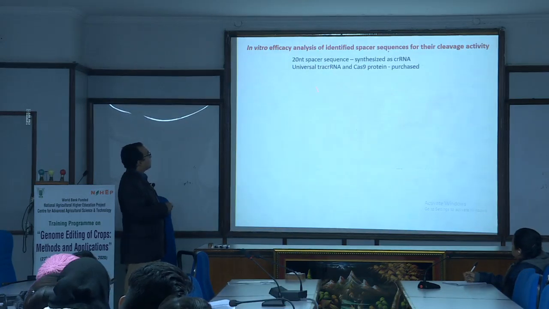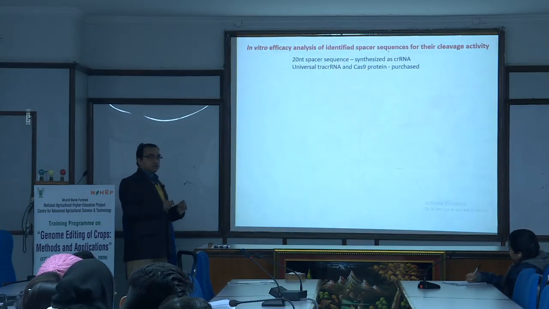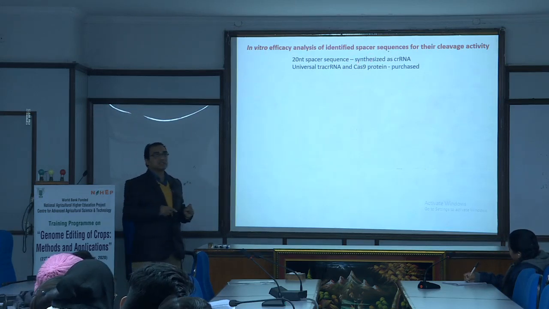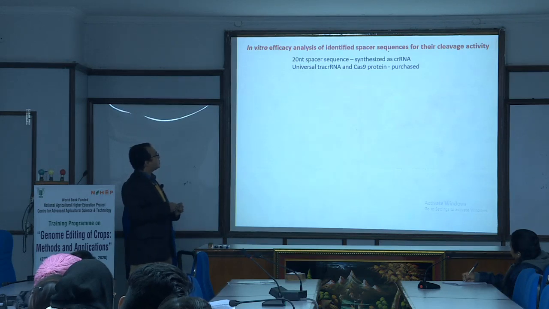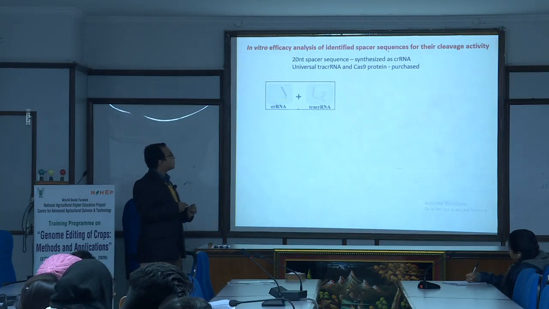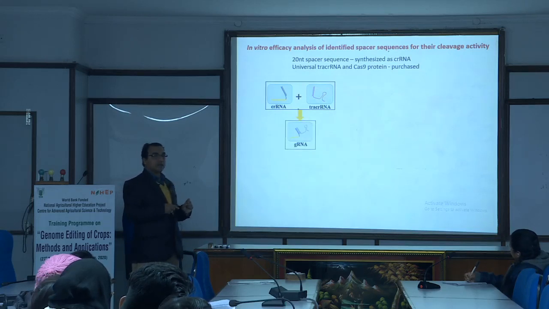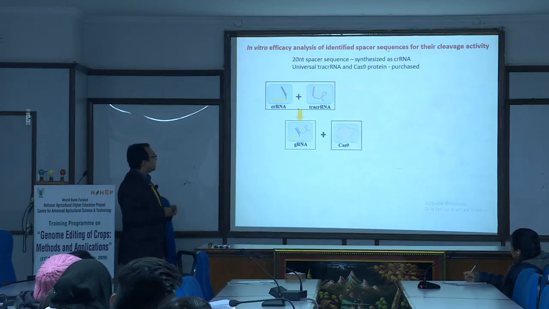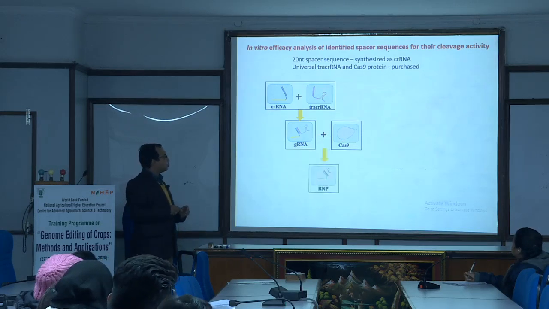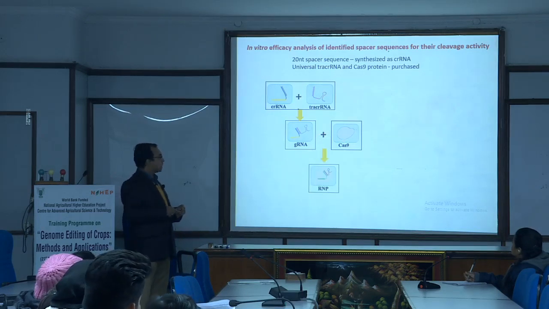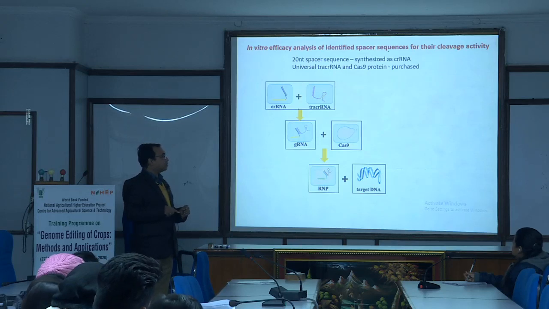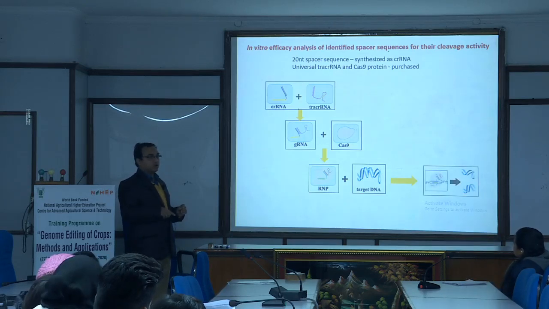Then the 20 nucleotide spacer sequence which we have chosen was synthesized as CRISPR RNA through the Integrated DNA Technologies service, and universal tracrRNA and Cas9 protein were also purchased. So, CRISPR RNA and tracrRNA were joined together to form gRNA. We have done this practical. Then this was added with Cas9, which will produce an RNP complex, and then we add the target DNA, which will cut our target DNA into 2, to see whether it is cutting.